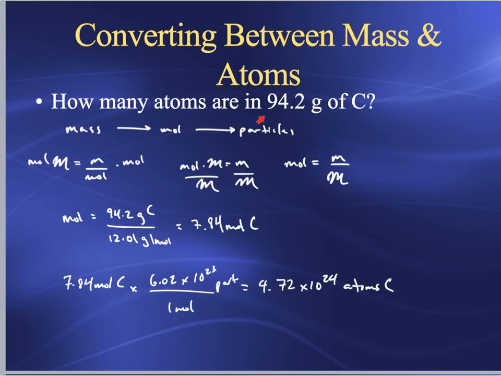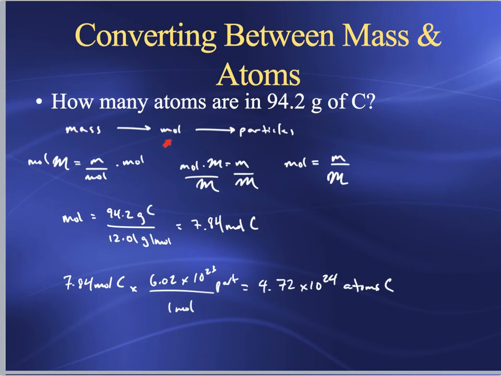How many atoms are in 94.2 grams of carbon? So now we can take a look and go from mass to number of atoms. If I'm starting with mass, I have a conversion with molar mass to get me into moles, and I've got a conversion from moles to get me into number of particles. So I can figure out roughly how many atoms are in 94.2 grams of carbon. So the first thing to do is convert mass to moles.